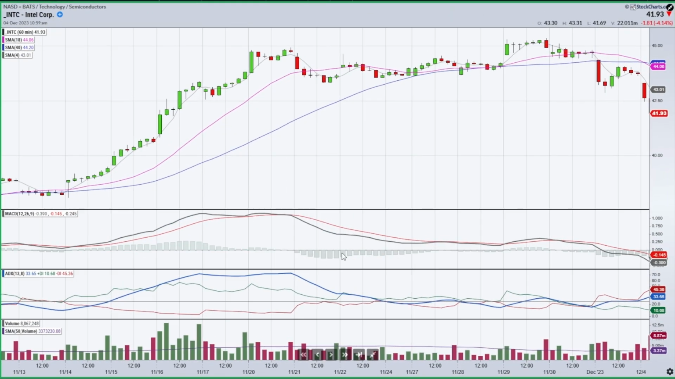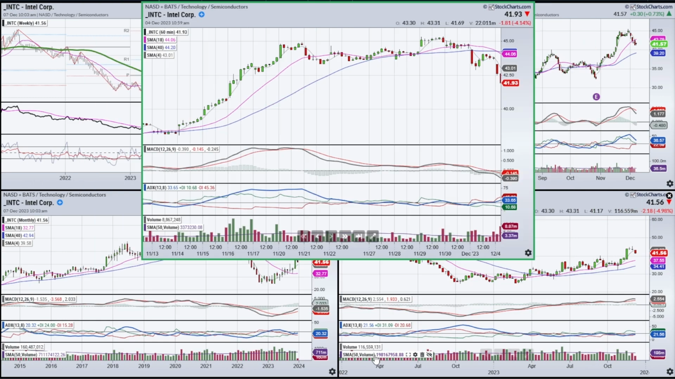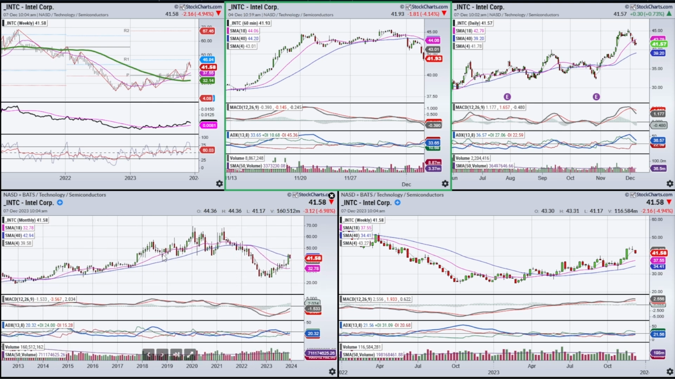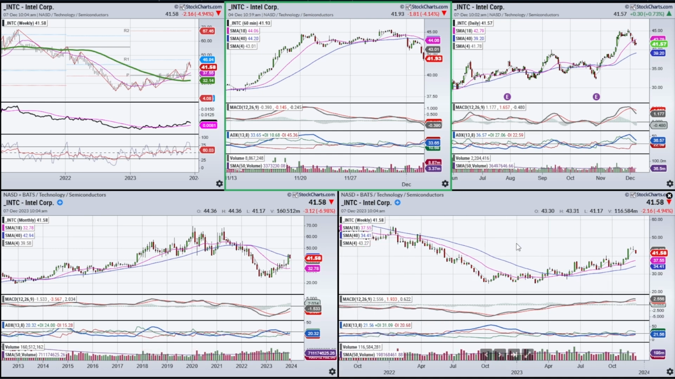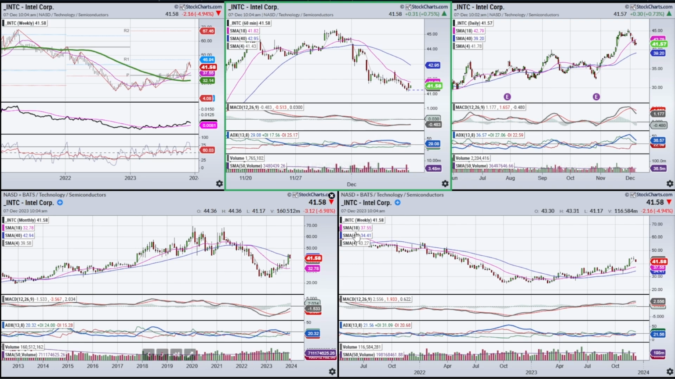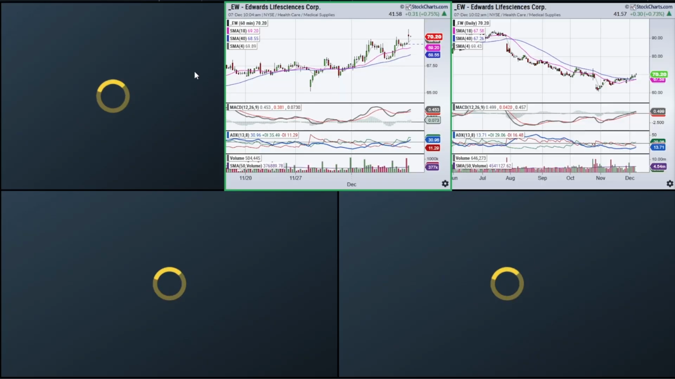In terms of Intel, I think there's some pretty decent resistance that we're running into right now. That's the other thing that I didn't like about this. I have been telling my institutional clients that I think there's just too much resistance here in the mid 40s and that this would struggle at that level. So you've got to look at those bigger timeframes, even if you're going to trade shorter term.